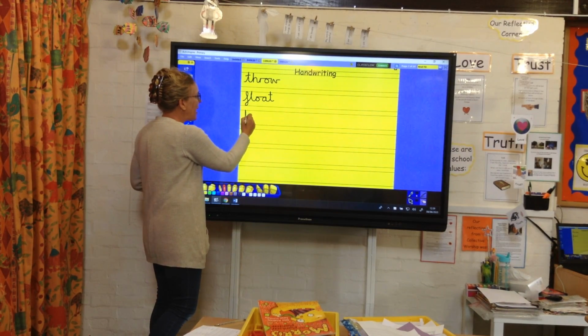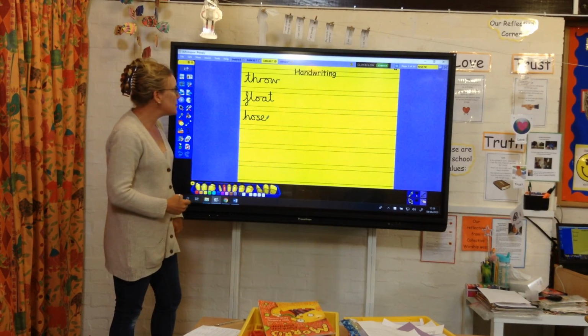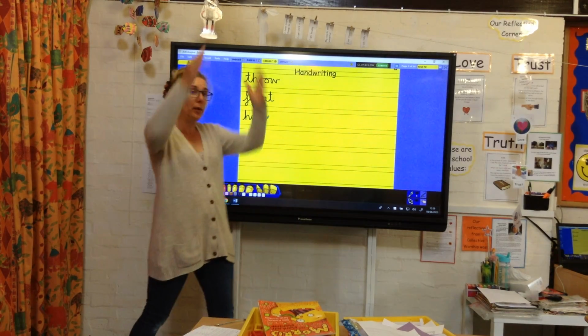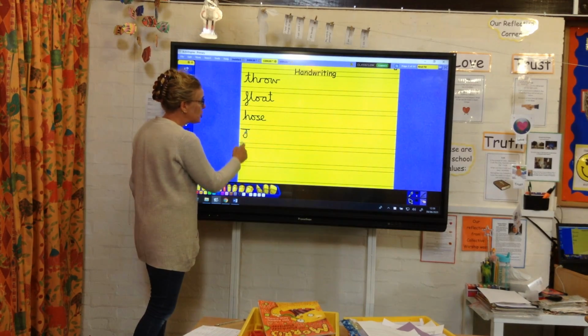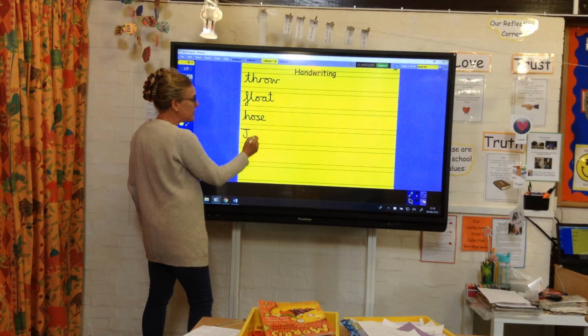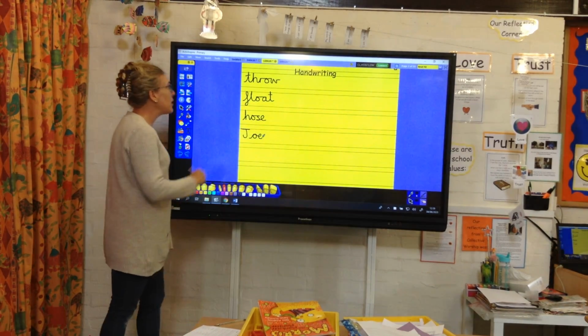So we've got a tall H, into our O, into our S, and then into our E, and then we will write the name Joe. Because it's a name, we need a capital letter at the beginning, and it's a capital J. Capitals always sit on the line, and they are not joined to the other letters. Into our O and our E for that name Joe.